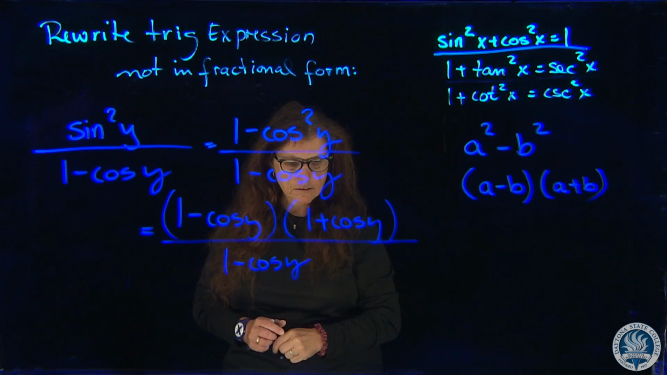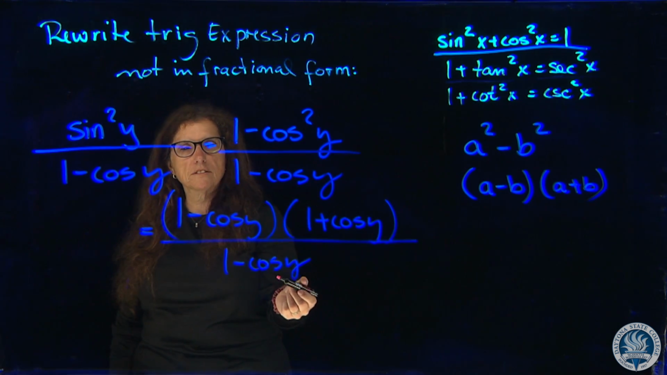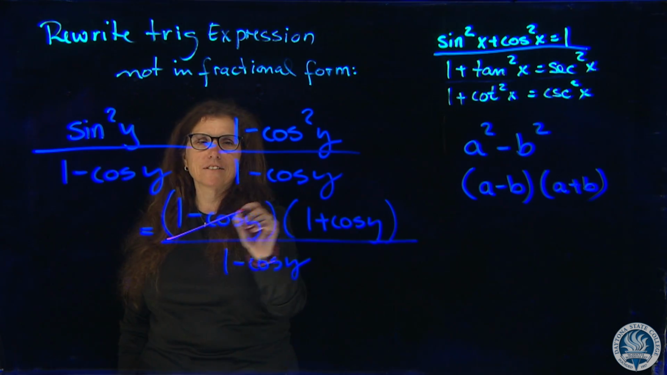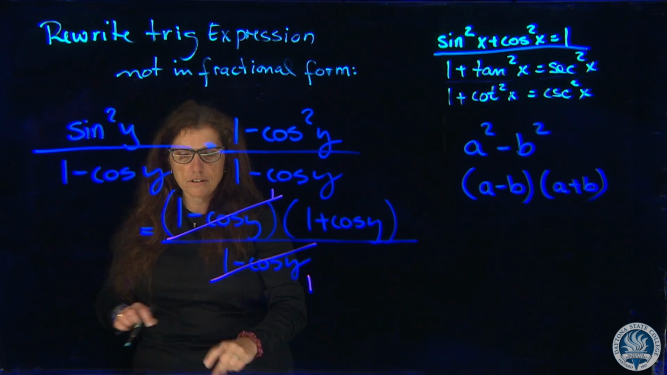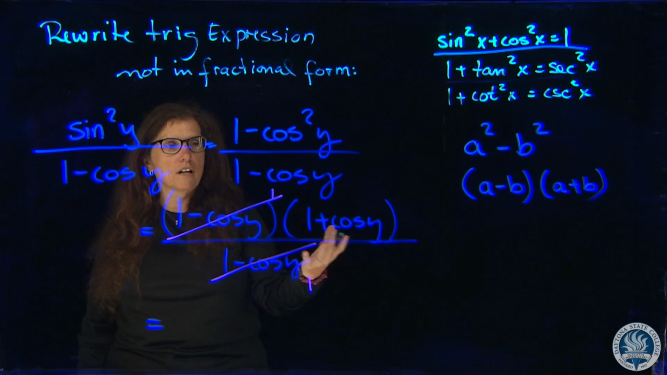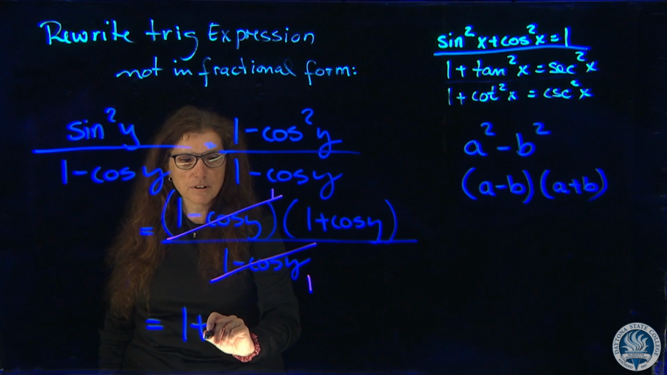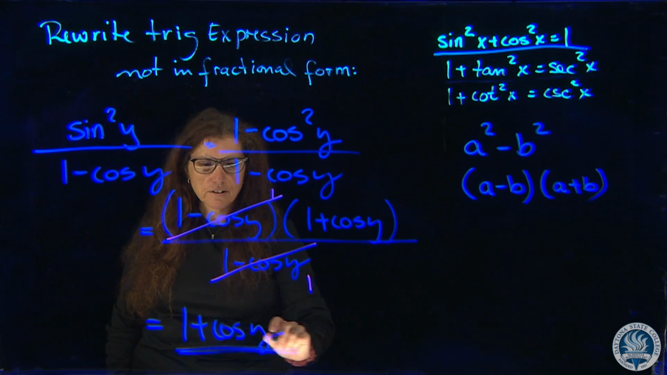Oh, look at that. Beautiful. We can reduce the common factors, which in this case are 1 minus cosine y in the numerator and in the denominator. That reduces to 1. And our final answer, without a fraction other than 1, in not fractional form, is 1 plus cosine y. Here you go, done you are.